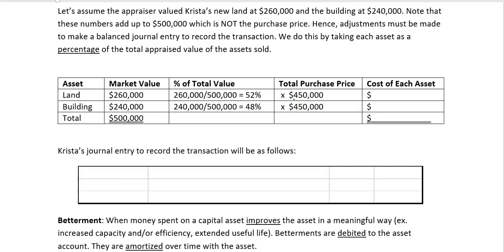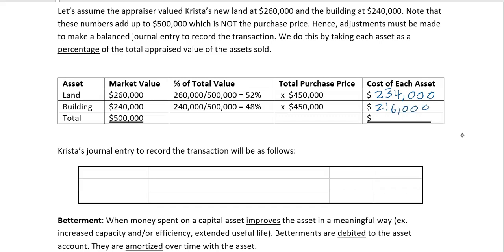So 450 was paid. 52% times 450,000 will give us 234,000. And then we do the same thing down below. 48% times 450 again will give us 216,000.